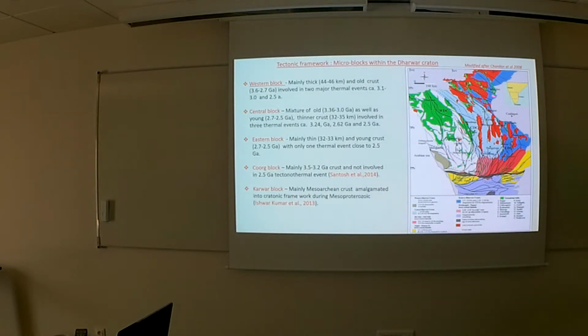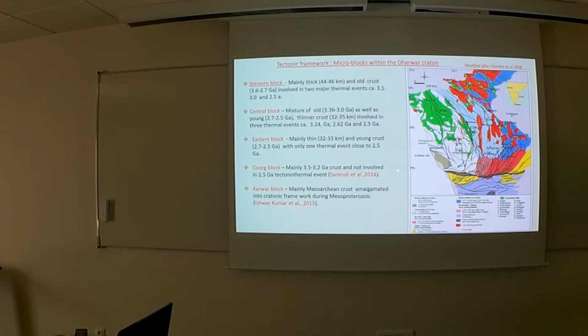Then the easternmost block, known as the eastern block, is also thin, even thinner than this one. And here we do not have any remnants of old crust. This is only 2700 to 2500 million year old crust, and it was affected by only one thermal event at the end of the Archean. At the end of the Archean, all three cratonic blocks were involved in one single thermal event close to 2500 million years. Prior to that, here there are two thermal events, here there is one thermal event. Based on these, three cratonic blocks have been identified.